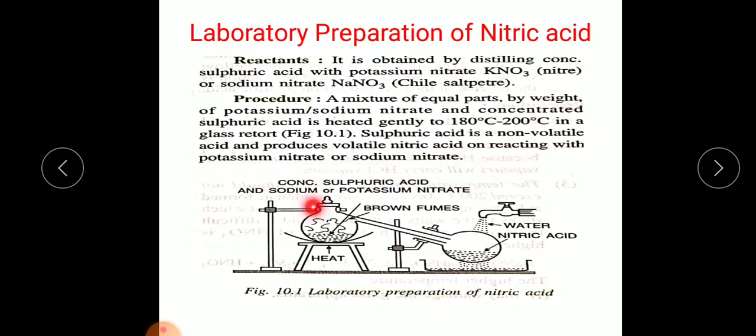So you need to take a glass retort. In this, we'll take a mixture of concentrated sulfuric acid and sodium or potassium nitrate. And it is connected to another round bottom flask, we can say. Now what will happen, as we heat this compound, the reaction between these two takes place.